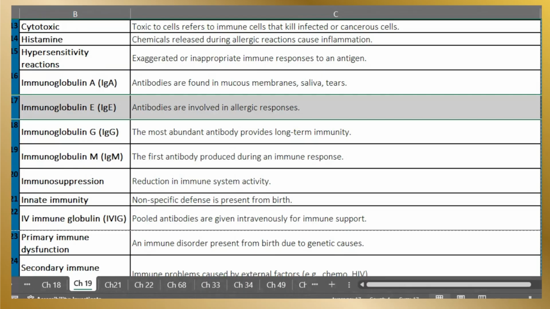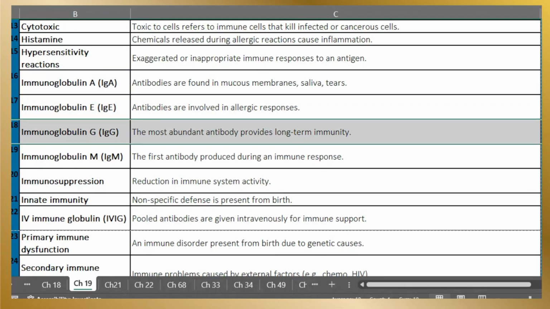Immunoglobulin G is the next one. IgG as a giraffe. The most abundant antibody, provides long-term immunity. So IgG as a general protection, like G is general, a long-term memory.